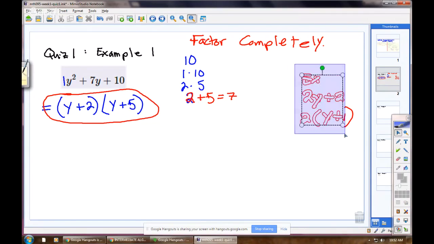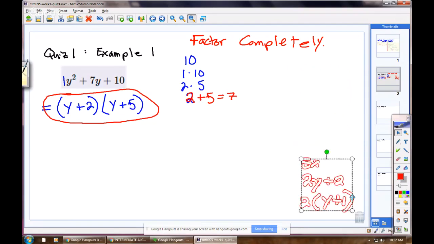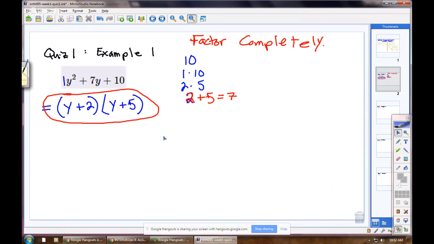But I should always double check that each new factor I come up with is factored completely. Same with the y plus 5. Y and 5 have nothing in common. All right, so next part of my check is to actually multiply that out to see if it equals what I started with.